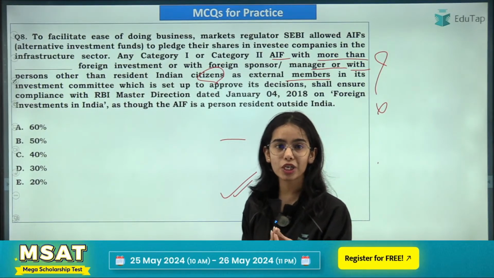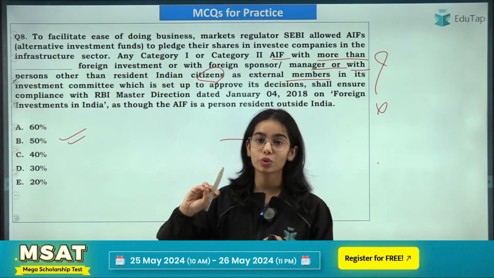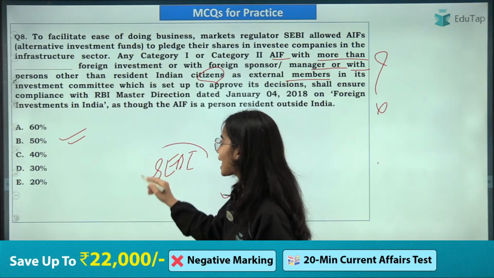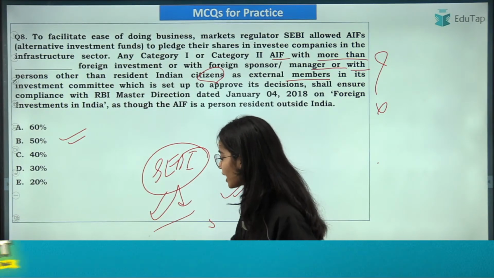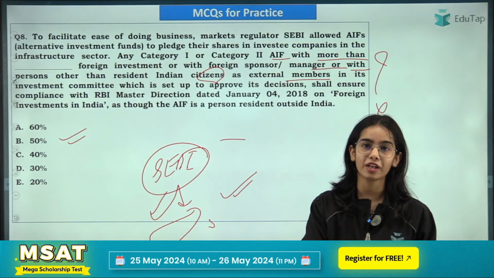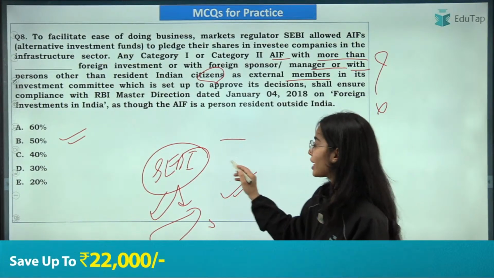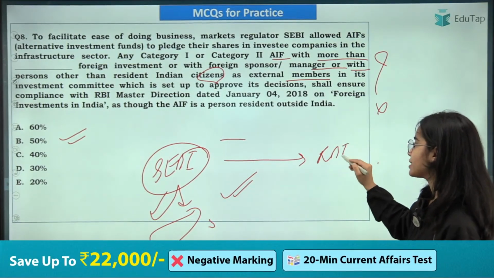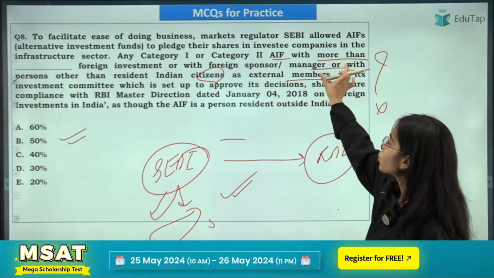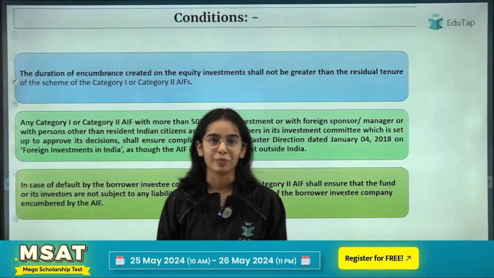What is the percentage here? So yes, the percentage is 50%. SEBI has said that encumbrances can be created by Category 1 and Category 2 AIFs, but if the AIF has more than 50% foreign investment, then they also have to follow the RBI guidelines. They have to follow the RBI guidelines only in the case where they have more than 50% foreign investment. So here the right answer is B.